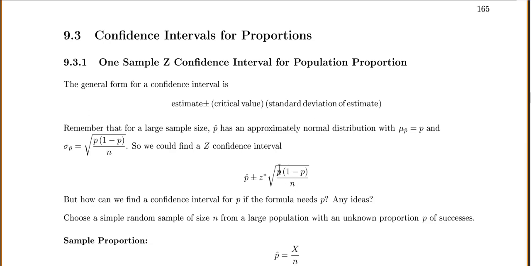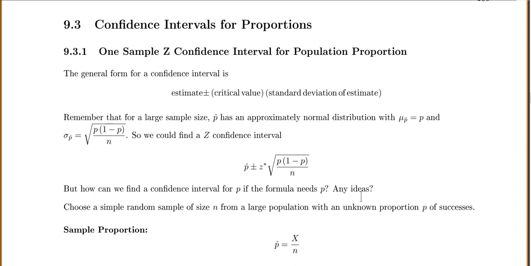But we can't have p in a formula to find p. So we can't estimate our population proportion with a formula that uses the population proportion. So what would we do instead? Any ideas? So we would estimate p with our sample proportion of p hat.